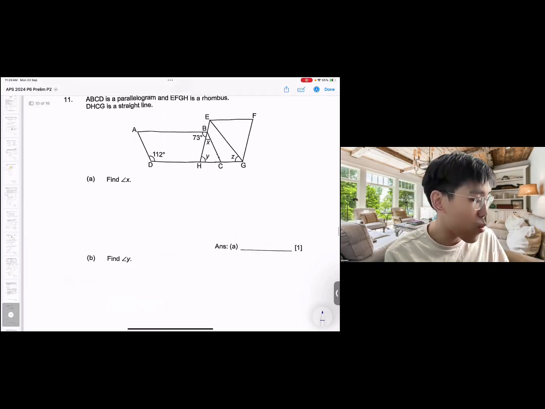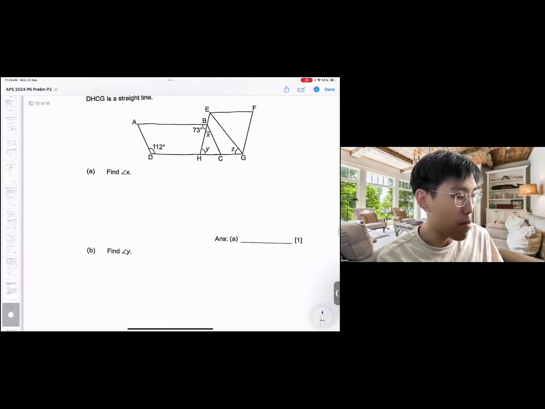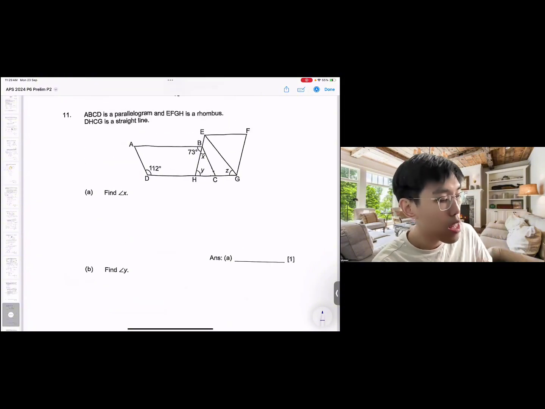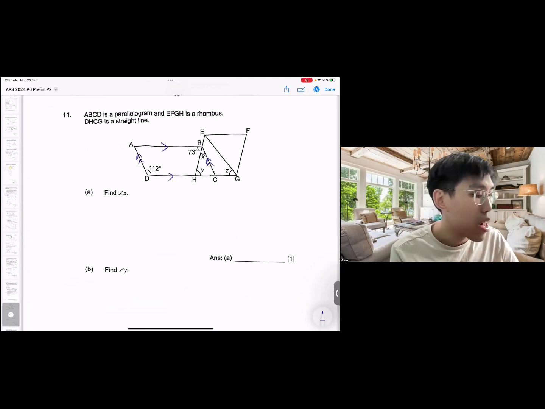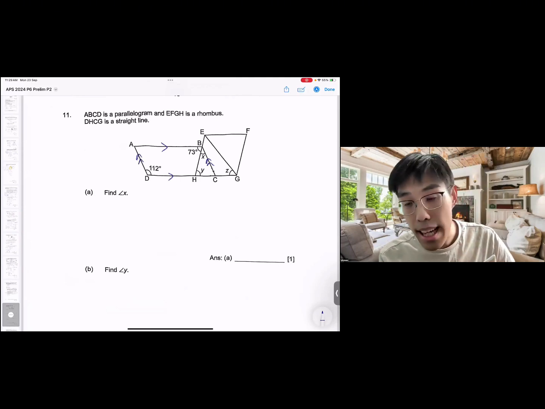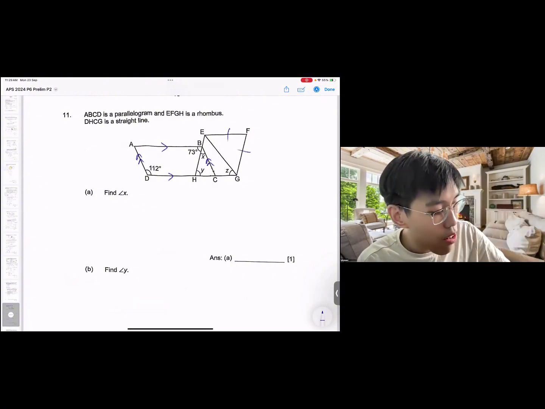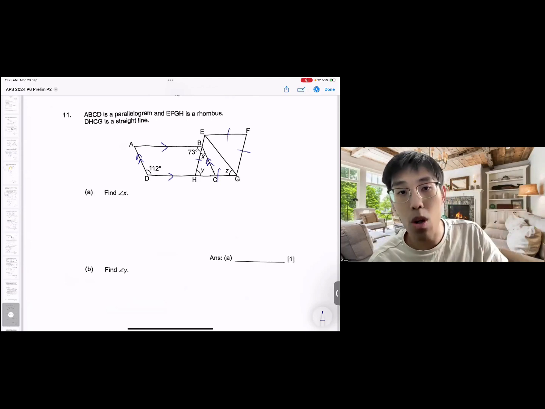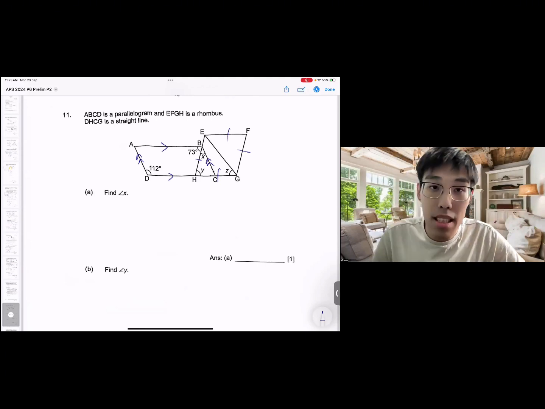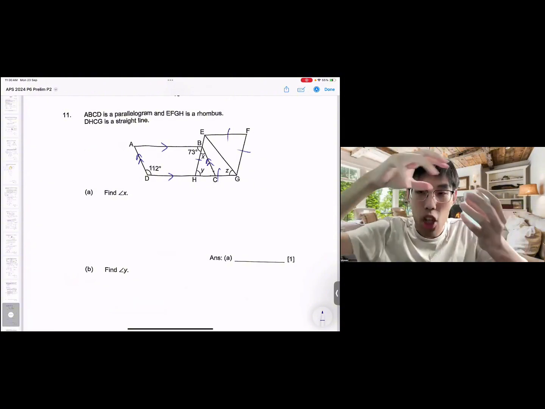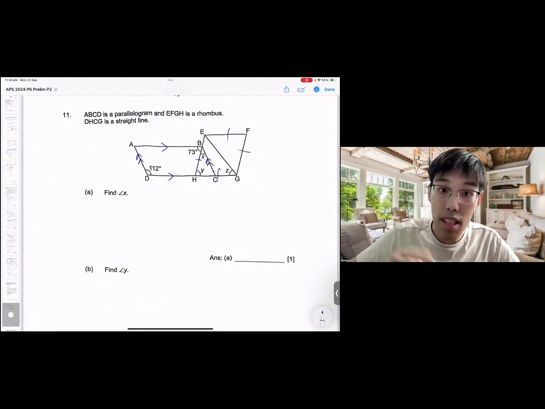Find x, find y, find z: 1 mark, 2 marks, 1 mark, like that, 4 marks. Straightforward. ABCD is a parallelogram. Let's annotate again: these two sides are parallel, and these two are parallel. Important. EFGH is a rhombus. A rhombus is a tilted square, so what we must indicate is that all these lines are equal. And that makes the rhombus have 2 identical isosceles triangles. Very important, this one.